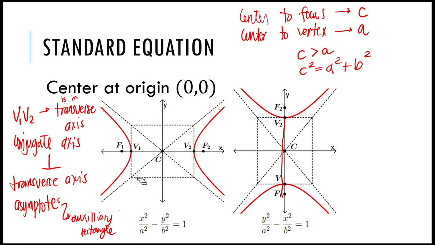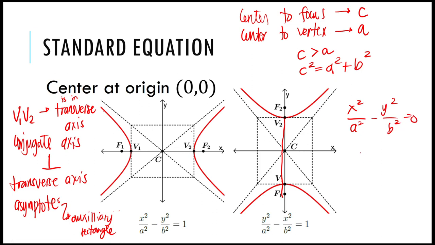Para makuha mo yung equation, i-equate mo lang sa 0 yung standard. Kung yan yung equation ng hyperbola mo, para makuha mo yung equation ng asymptotes, i-equate mo lang sa 0. So, imbis na equal sa 1, gawin mong 0. That is, kung horizontal yung transverse axis, x squared all over a squared minus y squared all over b squared equals 0. Tapos, isa-solve mo si y.